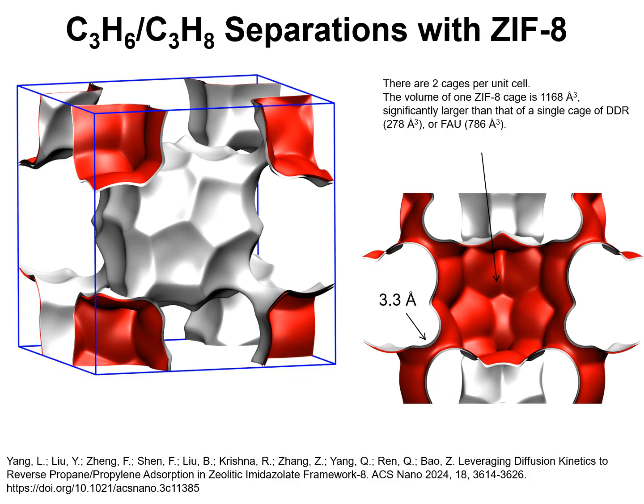This shows the crystal structure of ZIF-8. Per unit cell, there are 2 cages. The volume of 1 cage is 1,168 cubic angstrom. The cages are separated from adjacent cages by windows that are 3.3 angstrom in size. This is the crystallographic size of the window aperture.